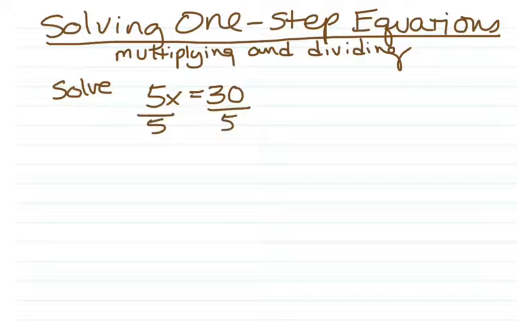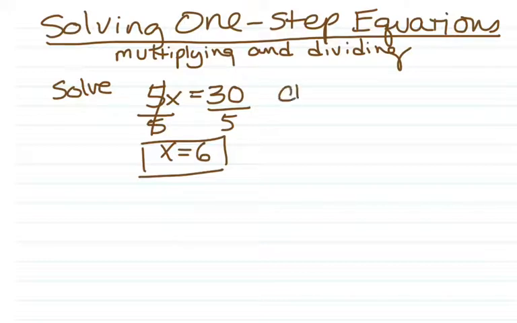So we're going to divide, because dividing is the opposite of multiplication. In order to isolate the x, we have to undo what's been done to x. X has been times by 5. We're going to do the opposite and divide. And 30 divided by 5 is 6.